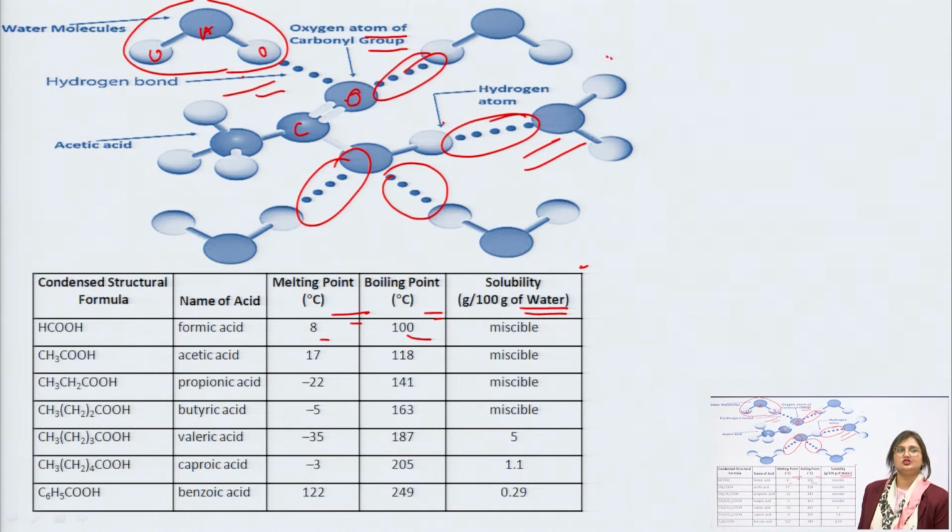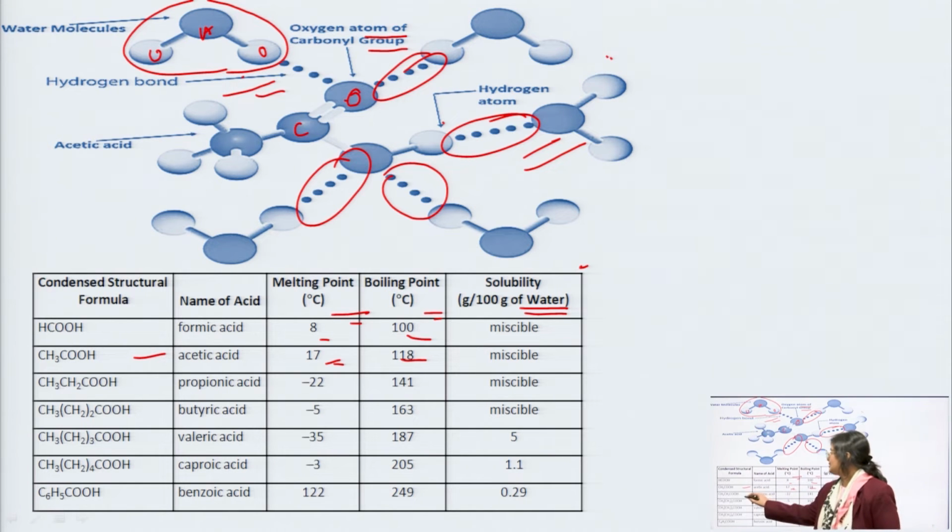Similarly, moving on to the next compound, which is acetic acid. Acetic acid on the other hand has a melting point of 17 degrees Celsius. It has a higher boiling point of 118 degrees Celsius, that is the boiling point is greater than water. Okay. So, 118 degrees Celsius. This is also found to be miscible in water.